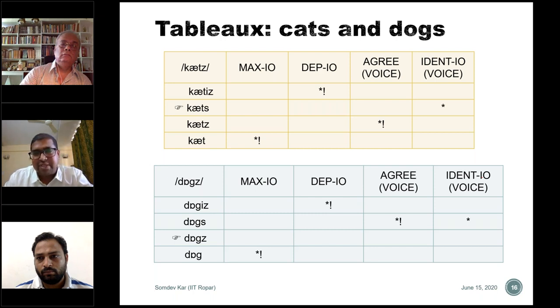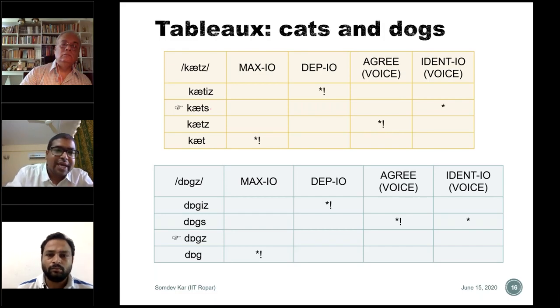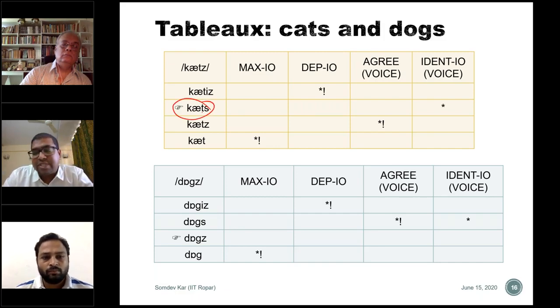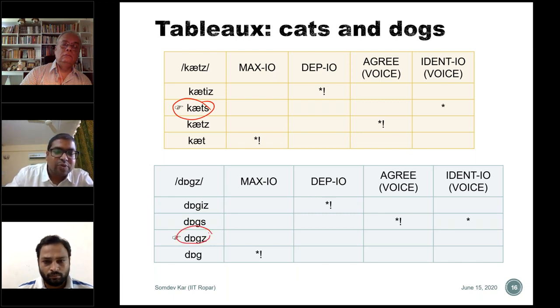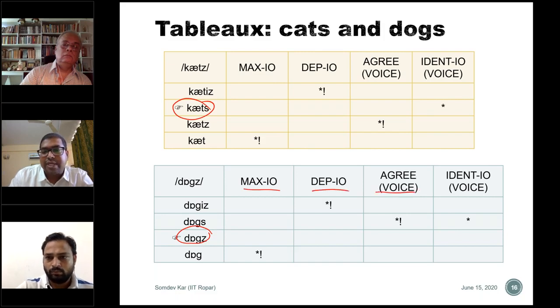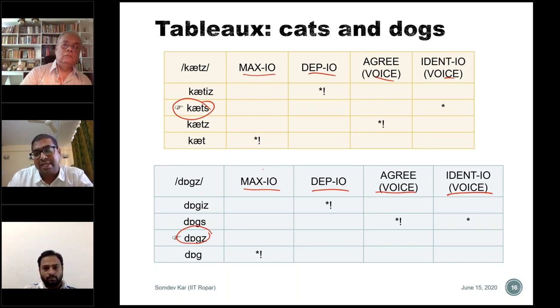Okay, we'll again skip this. Anyone can look at it, how it works for our very known example, like cats and dogs, how the cats is winning with an S at the end, the S sound, the voiceless sound, whereas the dogs is also winning in the same ranking. You say Max IO, Dep IO, Agree Voice, and Ident IO Voice. This is the ranking order, and the same ranking is here also. So here one is winning. So each of these constraints have certain demand and certain structure, and each of these candidates must fulfill whether it is violating or not.